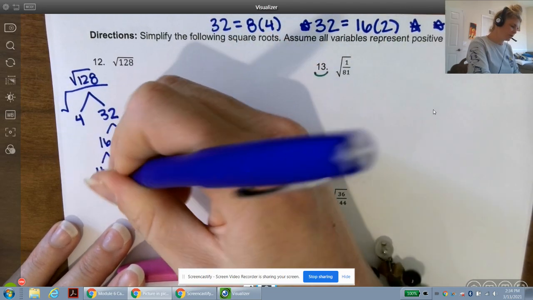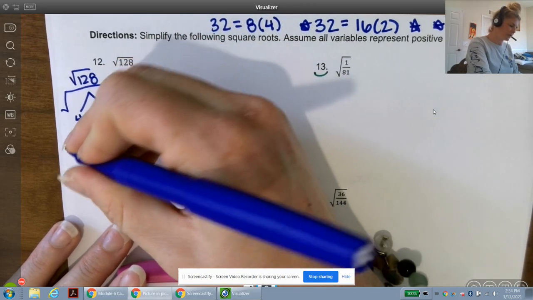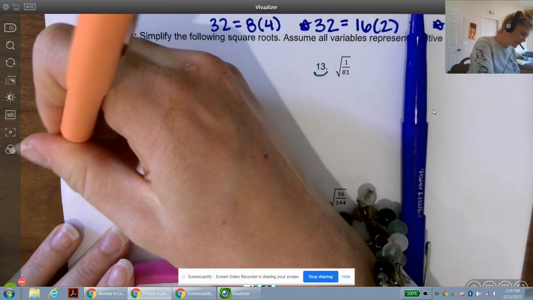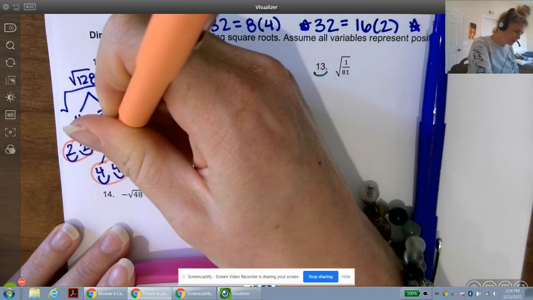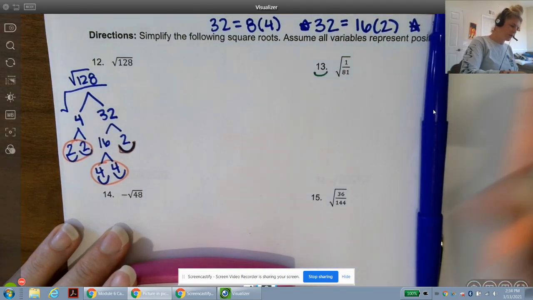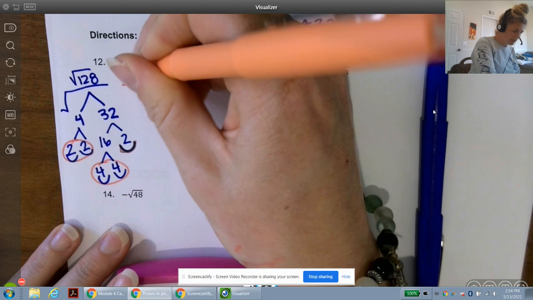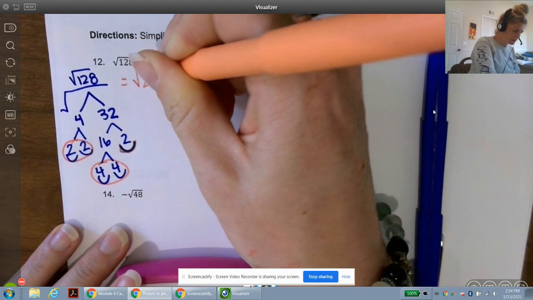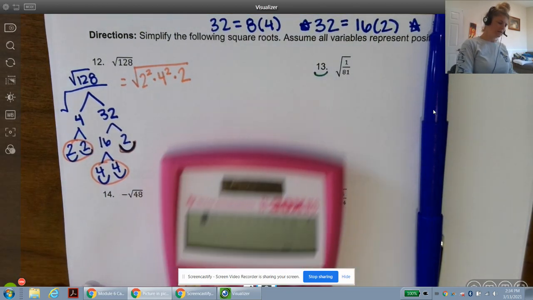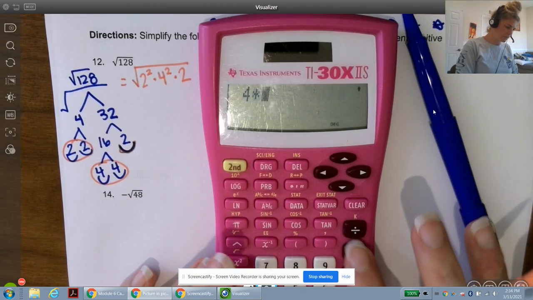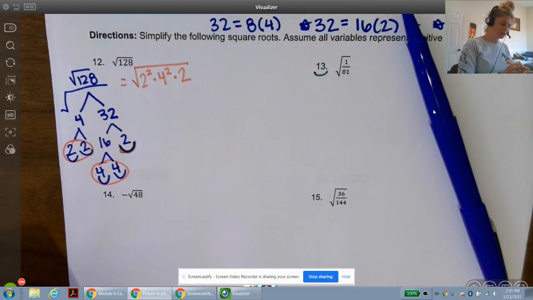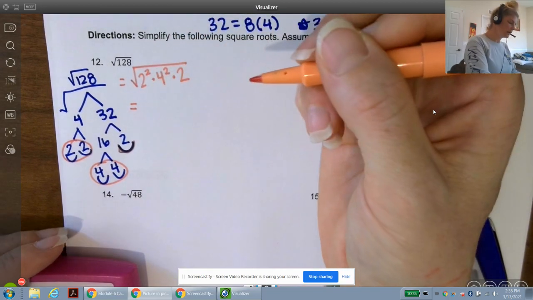So I'm going to stop at this 2. I'm going to stop at this pair of 4s. I'm going to break this 4 down again into 2 2s so that I can pick my pairs. Here's a pair and here's a pair. And don't forget about your buddy here. So we know that the square root of 128 is the square root of 2 squared times 4 squared times 2. And if you ever want to double check that you did it right, you could always check that. 4 times 16 times 2. Yep, 128, feeling good.